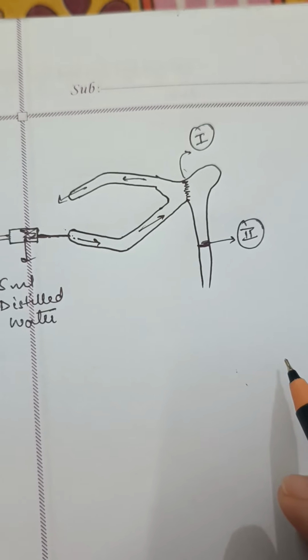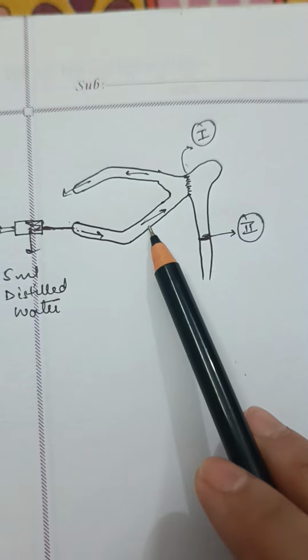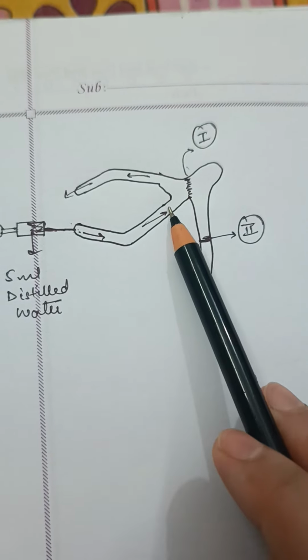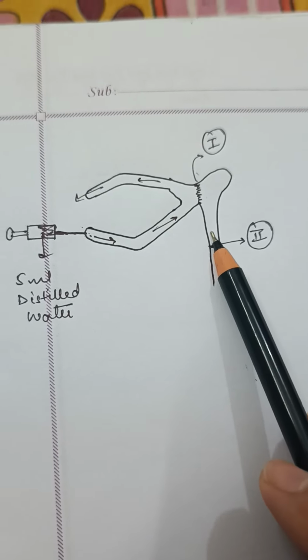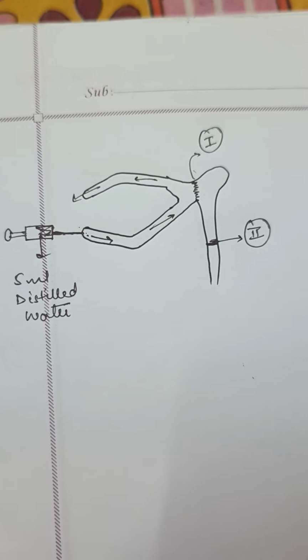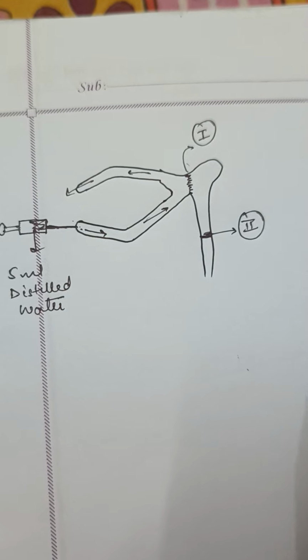Now first, if the fluid, that is the distilled water, passes through the inferior puncta, then the canaliculi, common canaliculus, the nasolacrimal sac and nasolacrimal duct, and then goes into the nasopharynx, this means the patency of the lacrimal apparatus is present.